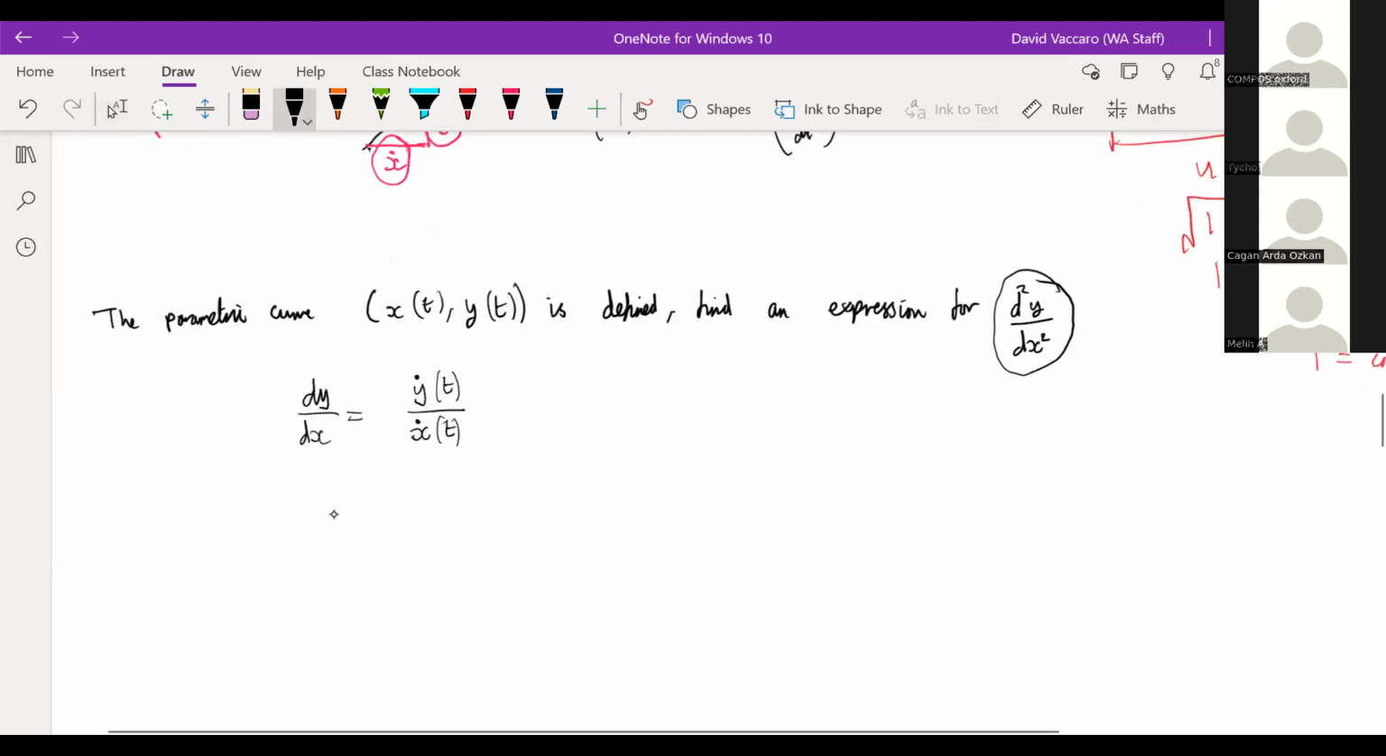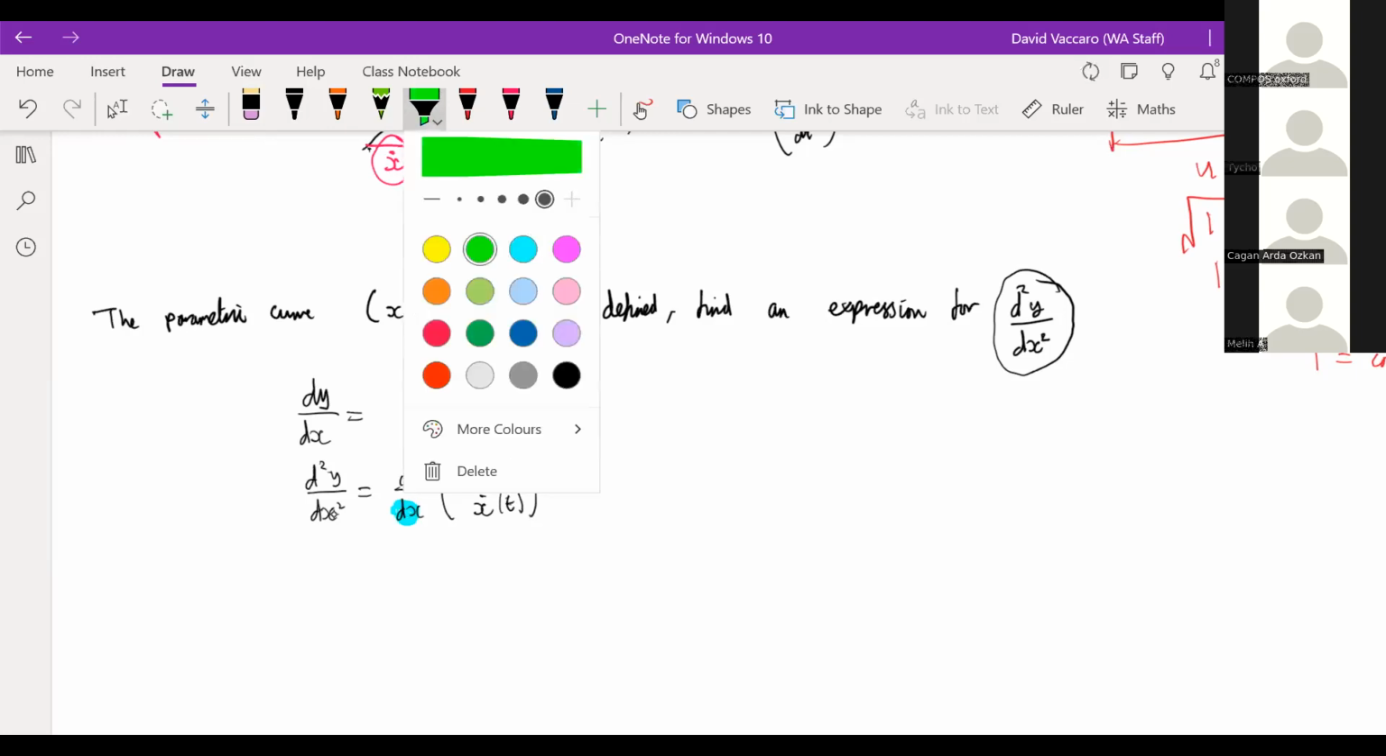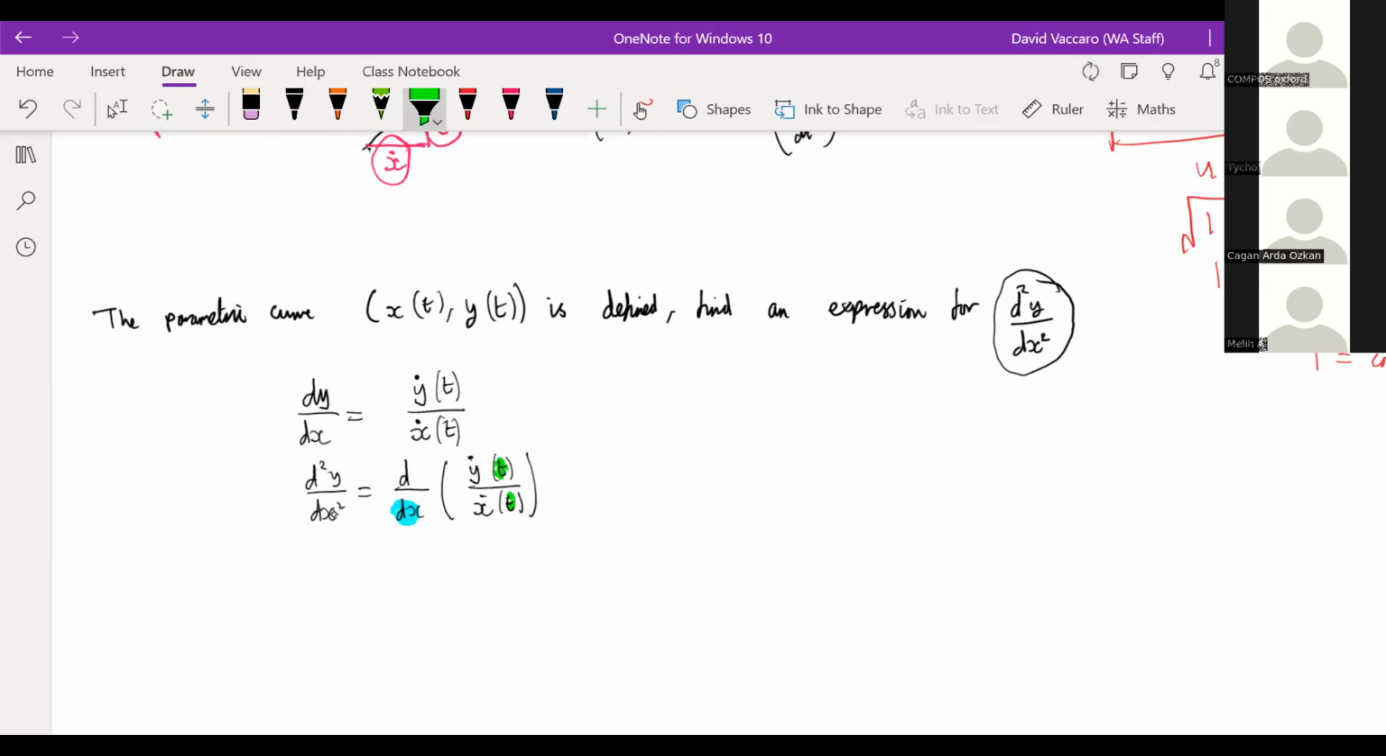What's the challenge? So we know that d²y/dx², we would need to differentiate with respect to x. So what is the challenge of differentiating this fraction with respect to x? Well, everything inside the bracket has got a bit of a mismatch. It's a function of t. So what we would want to do on the right, we'd be much happier if we were differentiating with respect to t.